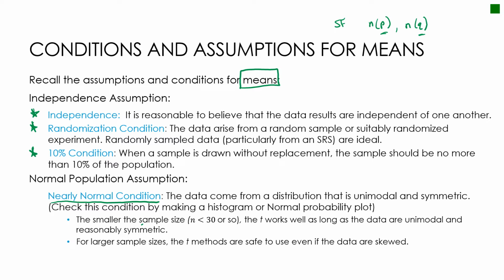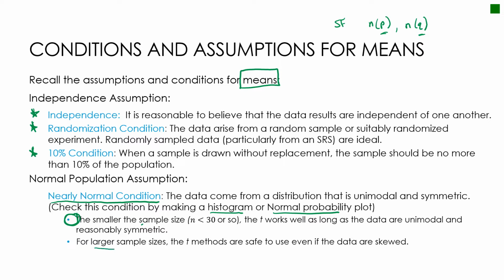Now there are several ways to do this. First of all, if we already know the data comes from a distribution that's unimodal and symmetric, then we're okay. If not, then we are looking for a sample size that is as large as possible. So if I have a small sample size, so if n is less than 30, then T works as long as the data are unimodal and symmetric. So again, this is saying, hey, if n is really small, then you need to look at a histogram or a normal probability plot and make sure it fits that nearly normal condition.